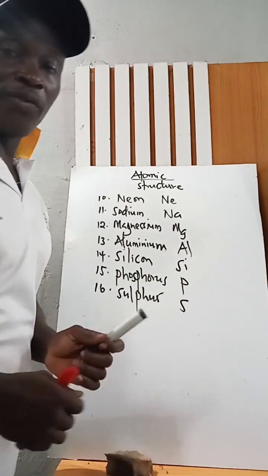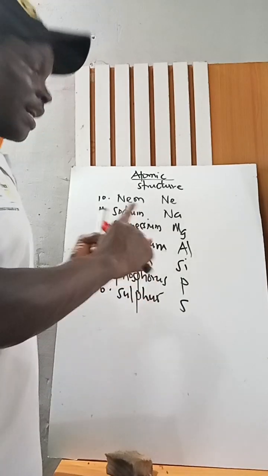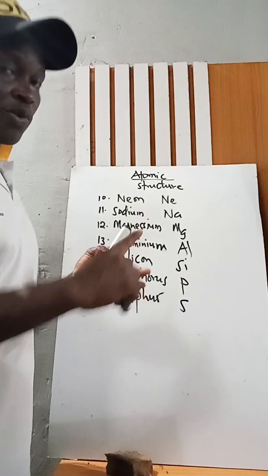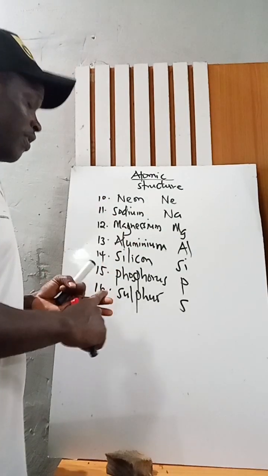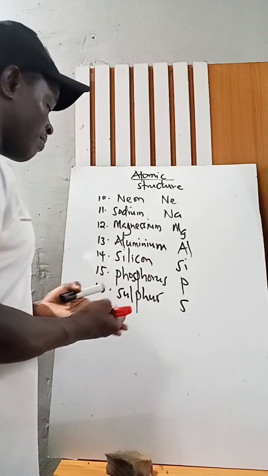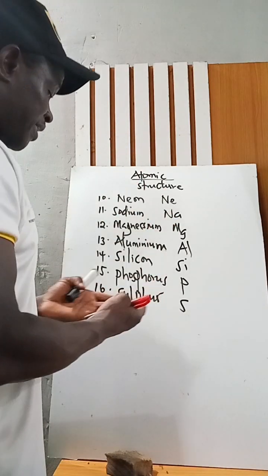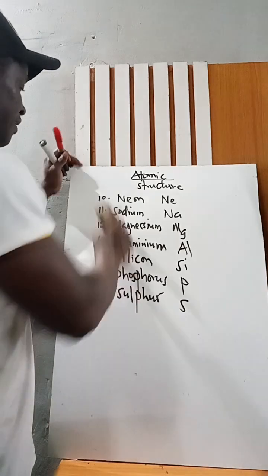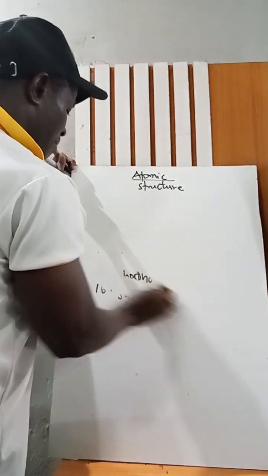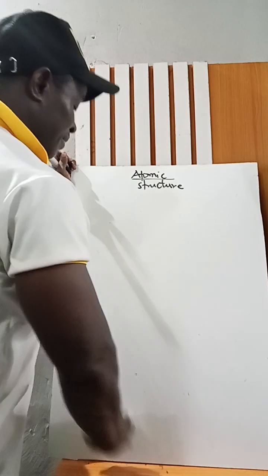So atomic number of neon is 10. Atomic number of sodium is 11. Atomic number of magnesium is 12. Atomic number of aluminium is 13. Atomic number of silicon is 14. Atomic number of phosphorus is 15. Then sulfur is 16. So let's go to element number 17.